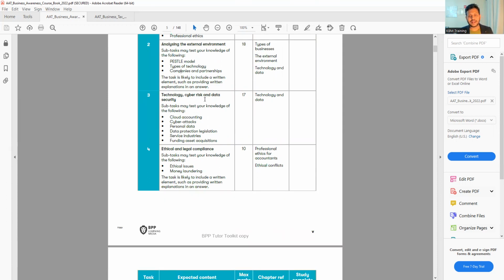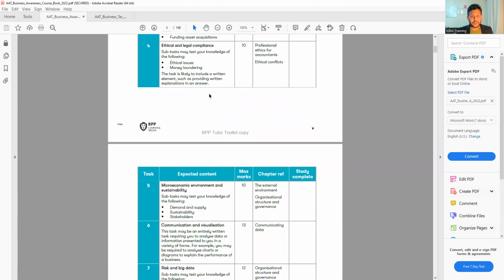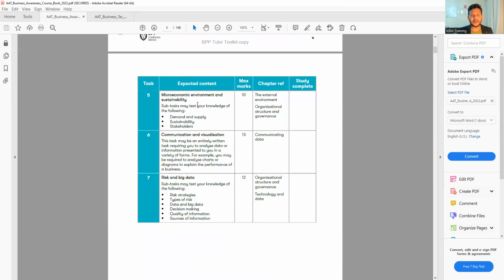The technology, cyber risk, and data security will give us another 17 marks in the exam. Then we have ethical and legal compliance that will give us another 10 marks. This will involve ethical issues and money laundering. Question number 5 will have microeconomic environment and sustainability. We'll have 10 marks from here. We'll cover here demand and supply, sustainability, and the stakeholder.